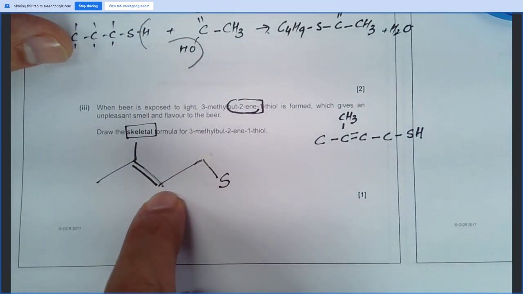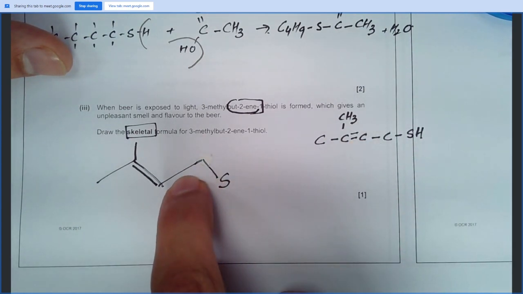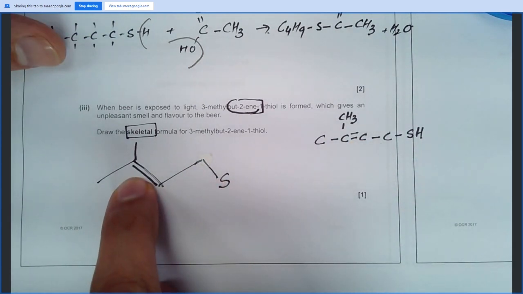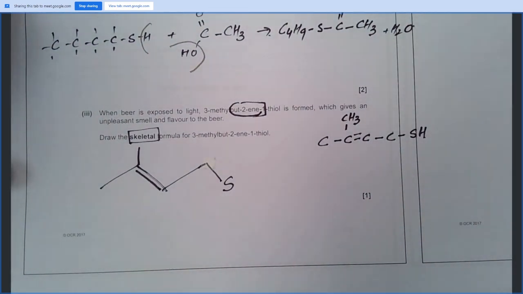Done. So 1 carbon, 2 carbon, 3 carbon, 4 carbons. After the second carbon, okay, the third one I do have a bond here. I do have a CH3. That's fine. Now to move on.